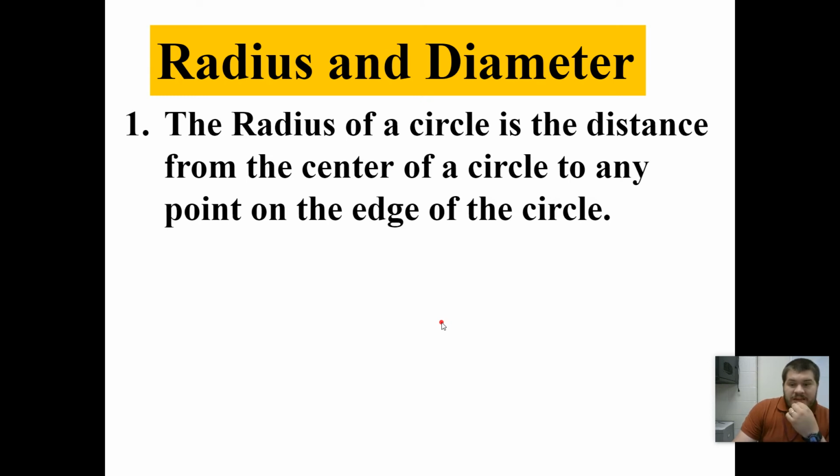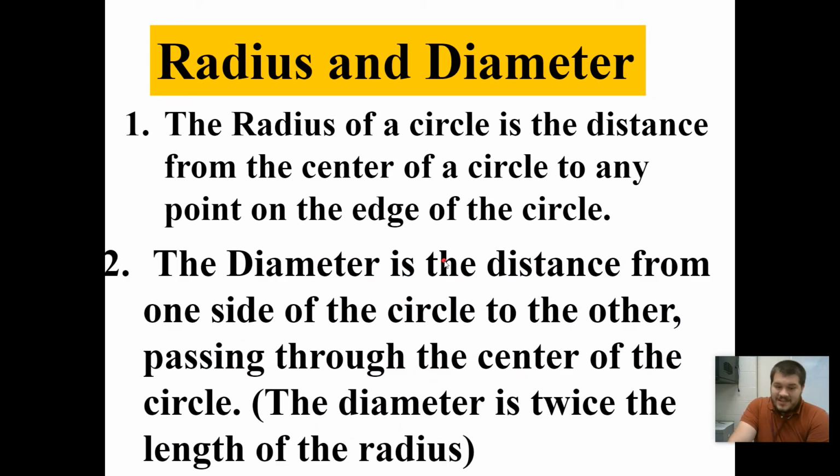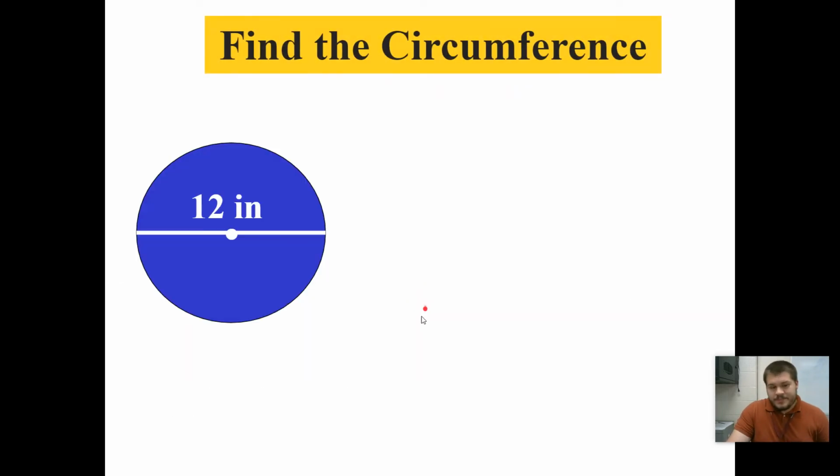Yes, like I said before, the radius of a circle is the distance from the center of the circle to any point on the edge of the circle. And the diameter is the distance from one side of the circle to the other, passing through the center. And again, the diameter is twice the length of the radius. So here, we're trying to find the circumference of this circle. We have a line that goes all the way through, so it's a diameter. It's the big one.